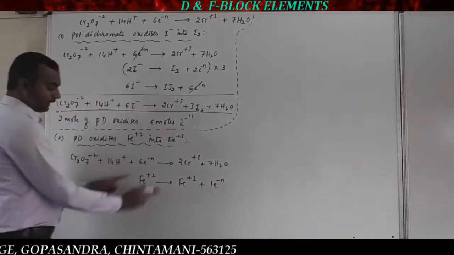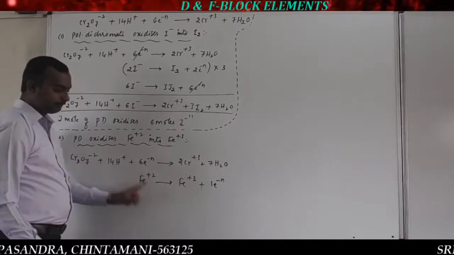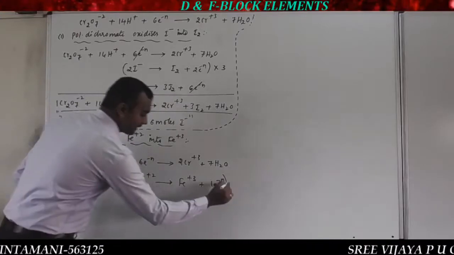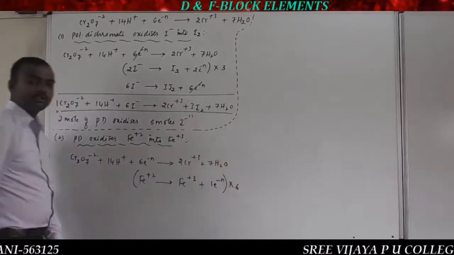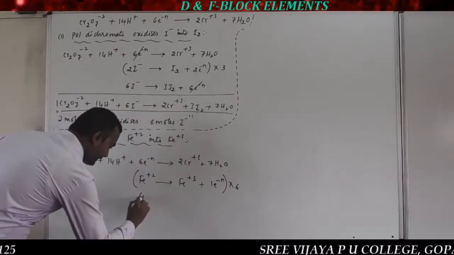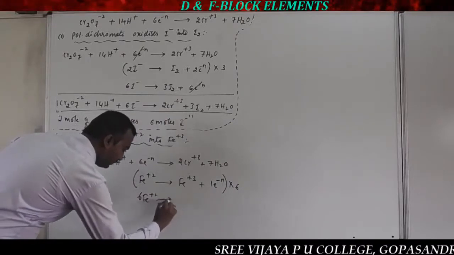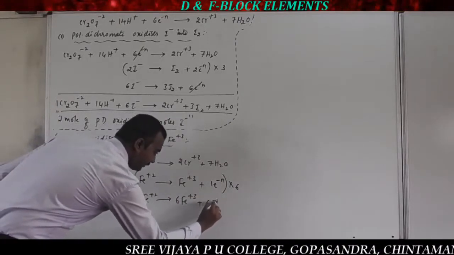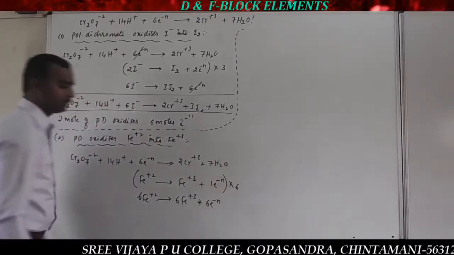So now what should we do? The required number of electrons is 6, but here only 1 electron is coming. Therefore this equation is multiplied by 6. So what happens? We get 6 Fe+2 converted into 6 Fe+3 plus 6 electrons. When we multiply it, we get this equation.